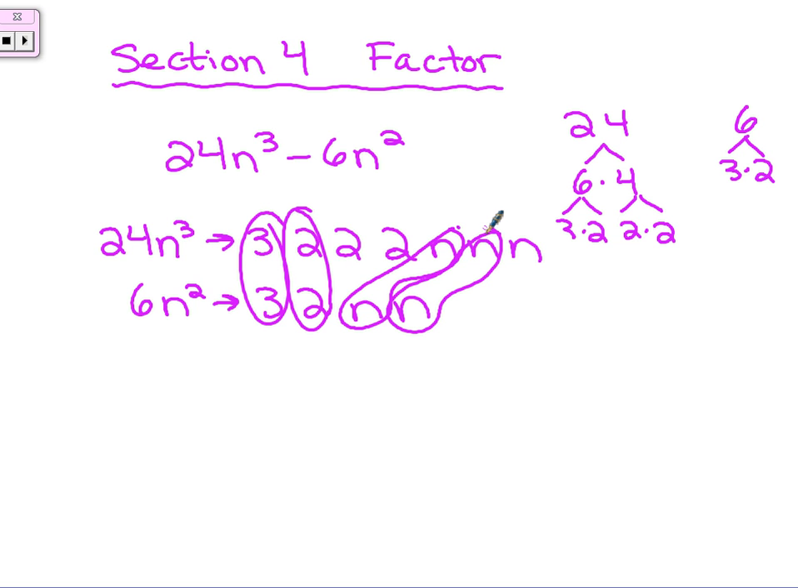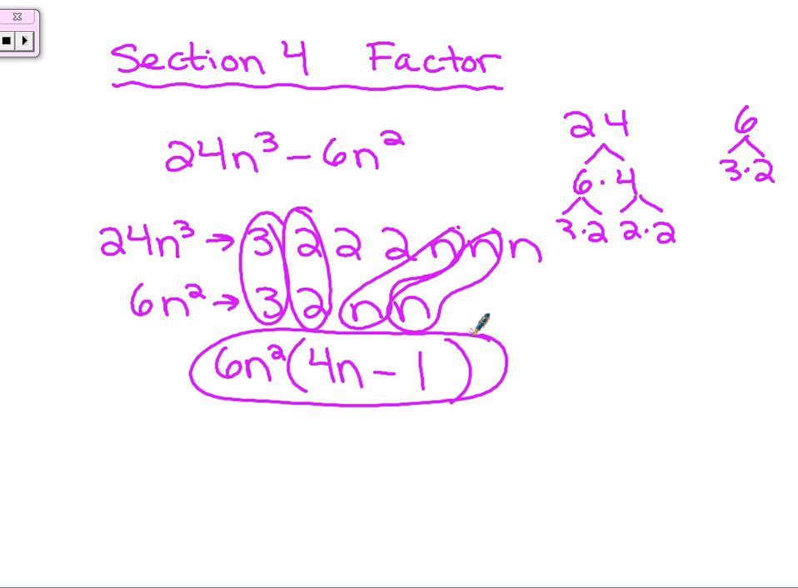So the greatest common factor, I take the 3 and the 2 to get 6, and then I have 2 n's, so 6n squared. Whatever's left goes in the parentheses. For the top term, I have 2 2's, which gives me 4, and the n. And then in the bottom, I have nothing left. Since it was a minus, I'm going to put minus, and since there's nothing left, I just put a 1 there as a placeholder. And that's it. That's my answer. All right, and you are free to do section 5 after you're done with this section on your own.